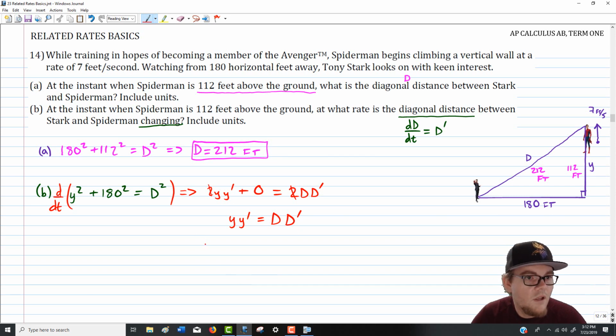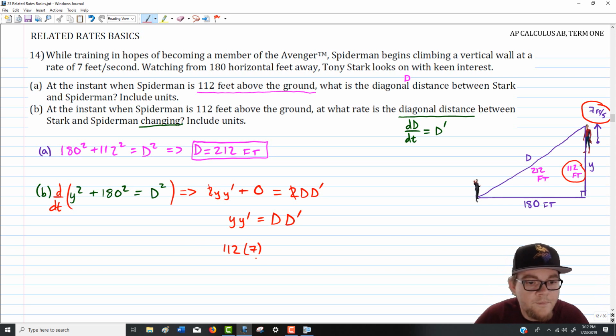What's next here? We've got the instant when Spider-Man is 112 feet up. Let's look at all these pieces. We're ready to take the snapshot because our differentiation is complete. We let y equal 112. y prime is the rate at which Spider-Man's going up, and they told us it was 7 feet per second. It stays positive because he's ascending, so his height on the building is getting bigger as time goes forward. For the hypotenuse, at this instant D is 212. We don't know what D prime is, but that's okay, because we were trying to figure out the rate at which the hypotenuse was changing.